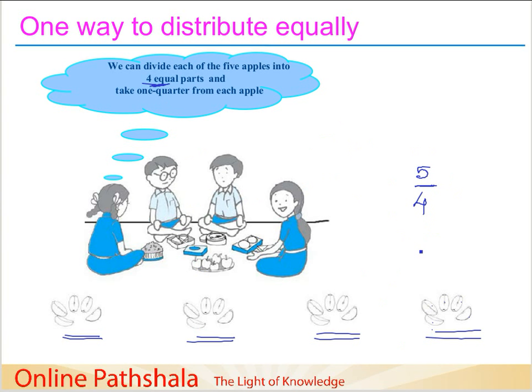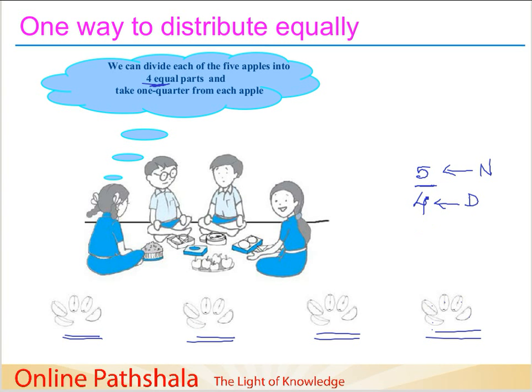Now this is different from what you have observed earlier. Whatever fractions we saw earlier, the numerator was less than the denominator. So I'll just write D for denominator and N for numerator. But in this case, the numerator is bigger than the denominator. So this is again a fraction, and it's a valid fraction. It simply says that we have 5 quarters of apples, and the whole is divided into 4 quarters each.